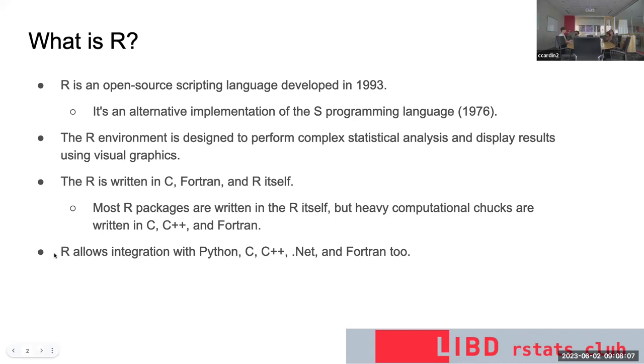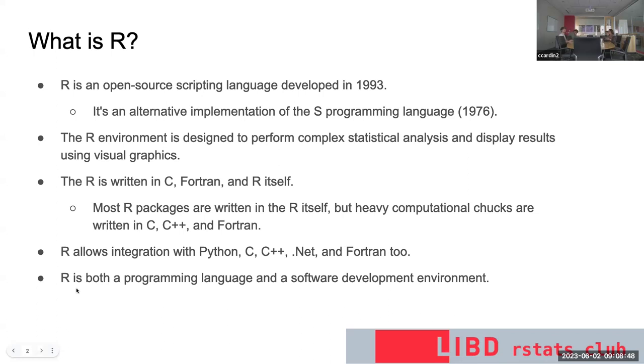Now, the good thing about these programs that have these new interfaces is that we can make an interaction with other languages. So R now can support the integration with Python, with C, with C++, with .NET, and with Fortran. It means that if you are a Python user, for example, you can make an interface with R in order to run the code that you have developed before. So it's a way to recycle these chunks of code that you have developed.